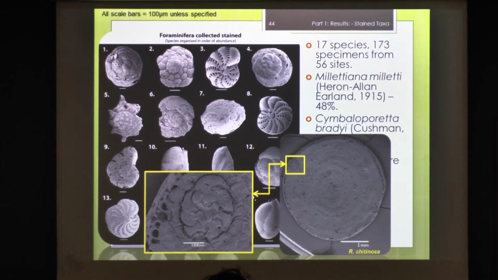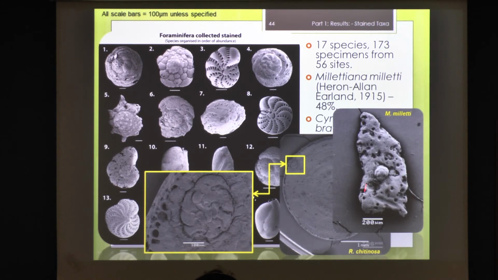The most common way for me to find living forams was when they were juveniles, and they were always stuck to bits of reef rubble and other forams. So this is a Rotaliammina chitinosa, attached to a giant Marginopora. It was only because they were stained bright pink that I could even find them. And then this is Miliammina milletti on a piece of coral rubble, and yeah, they're pretty small.